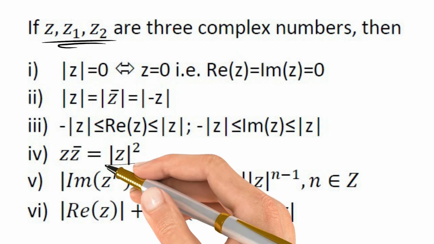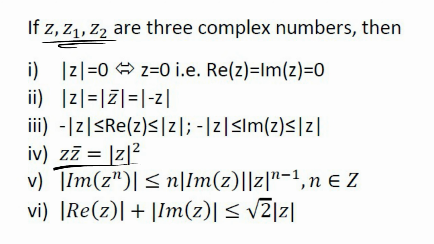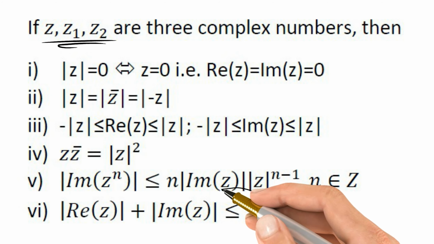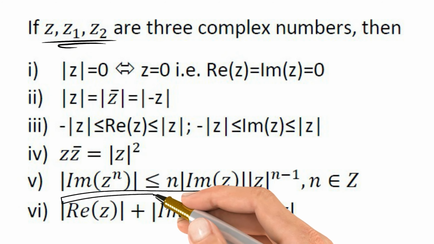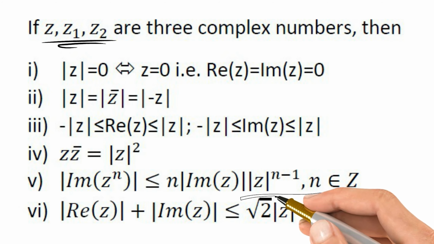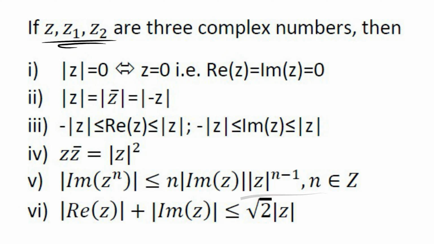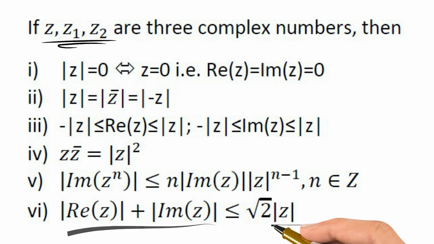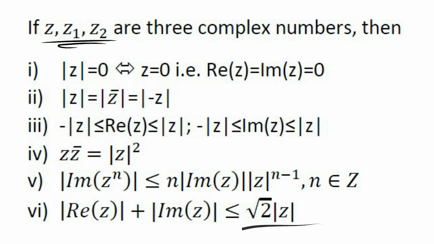Now z into z bar equals modulus of z square. Now modulus of z to the power n will be less than or equal to n times modulus of z to the power n minus 1, where n is a real number. Now modulus of Re z plus modulus of Im z will be less than or equal to root 2 times modulus of z.